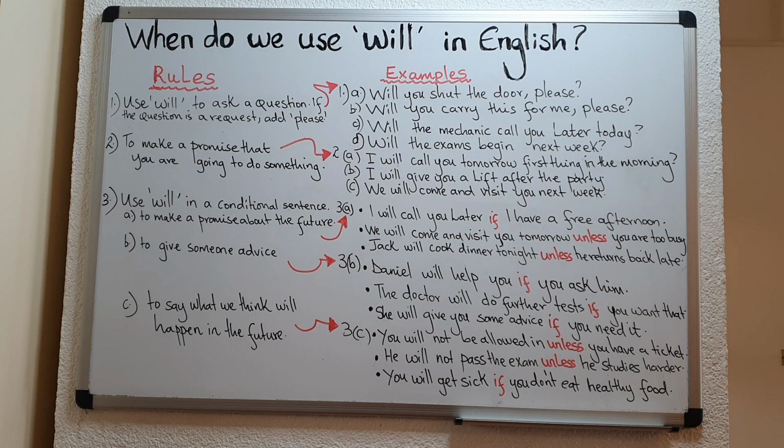Example 3c. You will not be allowed in unless you have a ticket. In that sentence, you are explaining to somebody what you think will happen in the future. That if he or she doesn't have a ticket, then she won't be allowed in. Imagine that it's a music festival or a concert, or maybe going to watch a film, for example. If you have a ticket, then you're allowed in. So if you don't have a ticket, then you're not allowed in.